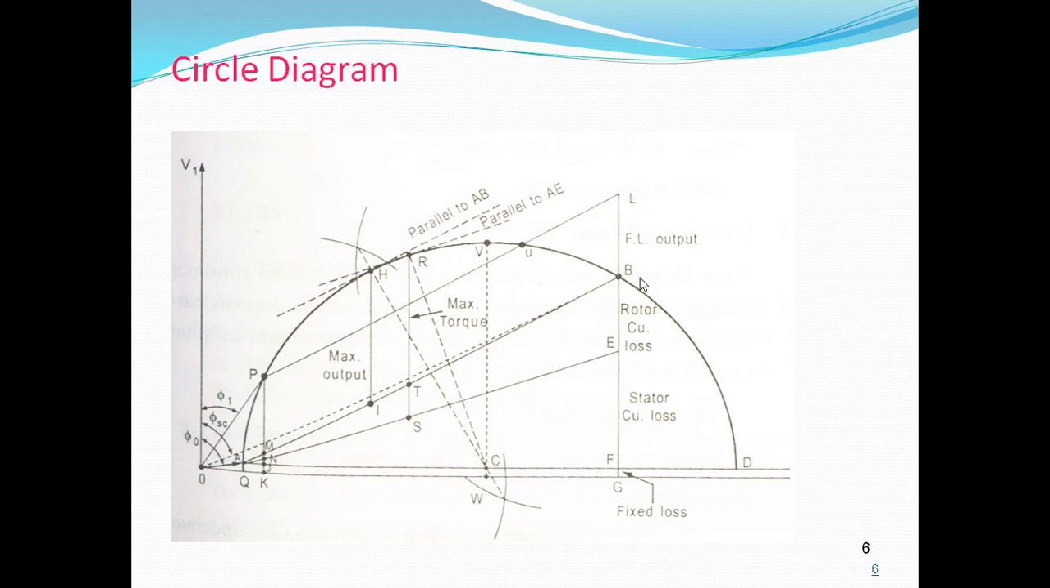So we have to divide BE by EF, which is equal to rotor copper losses by stator copper losses. We have to point the fork E and join the point AE. The line AE represents the torque line.